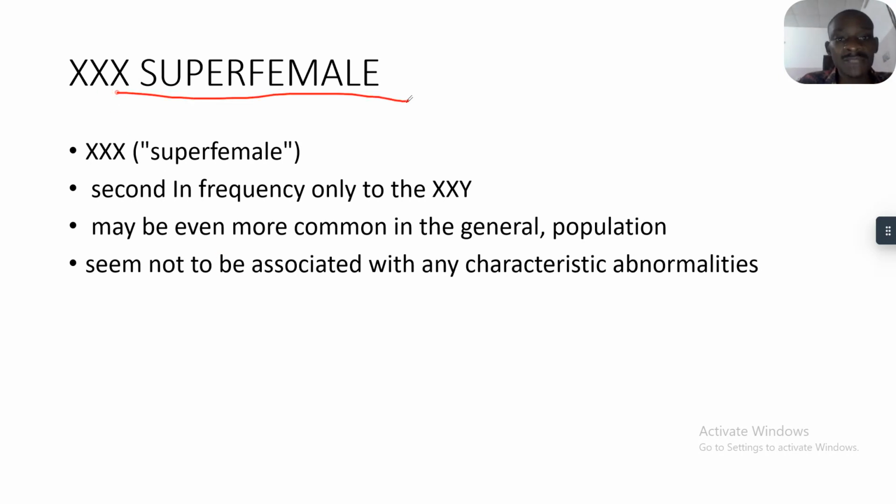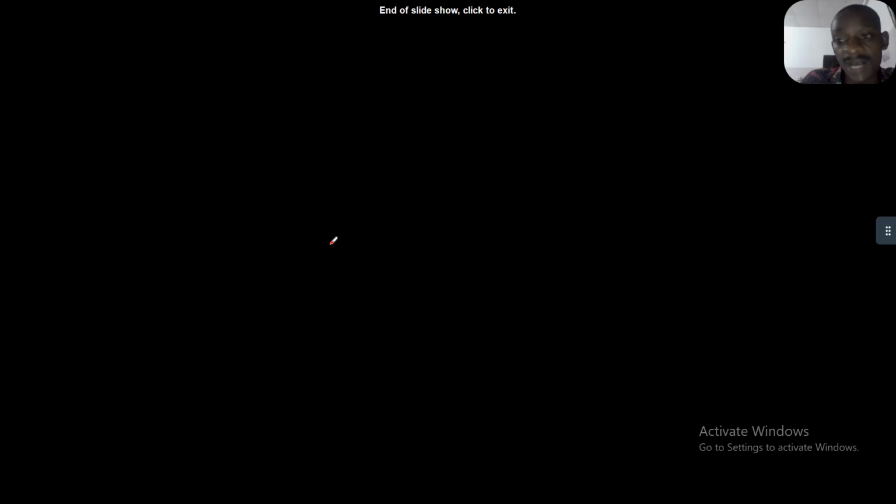Then how about the XXX super female? The occurrence is second in frequency to the XXY, which is what? Klinefelter. And it may be even more common in the general population. It seems not to be associated with any characteristic abnormalities.